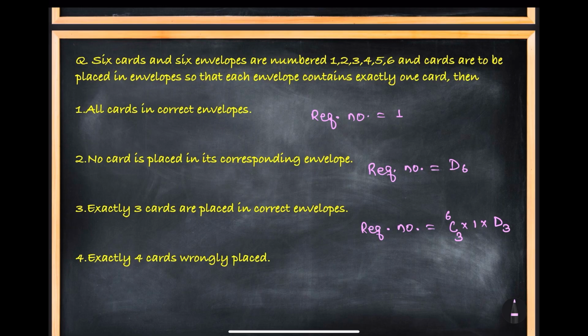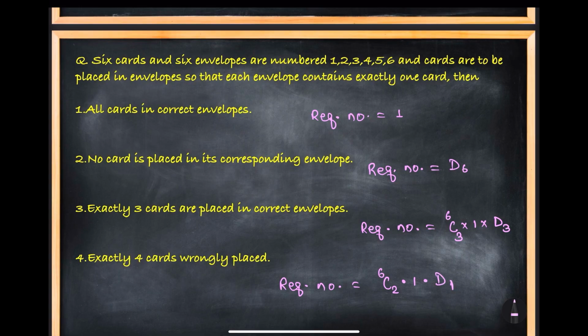Now look at question number 4. Exactly 4 cards wrongly placed. So don't you think you can connect this question with the previous question? Like, you have to place 2 cards correctly. So what we will do, we will select 2 cards out of 6 cards and we will place them in the correct way. There is only one way to do this correctly. Now we have 4 cards and these 4 cards have to be placed wrongly.